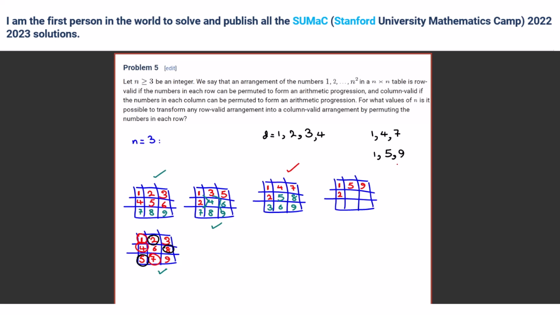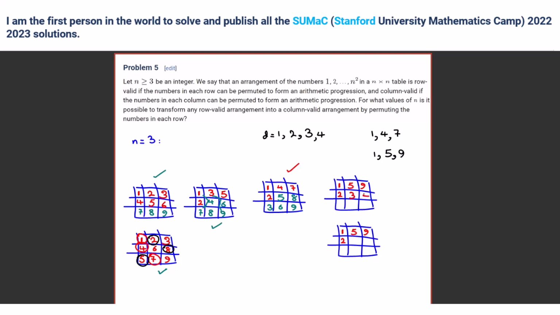2, 3, 4. That's good. Common difference can be 1, common difference can be 2, right? Common difference cannot be 3, cannot be 4.